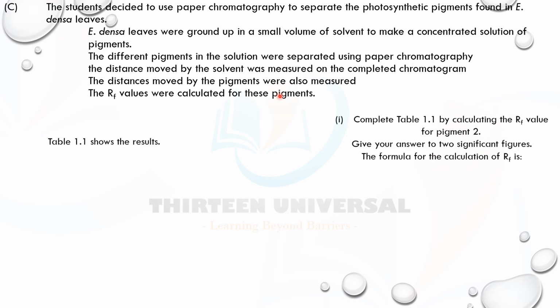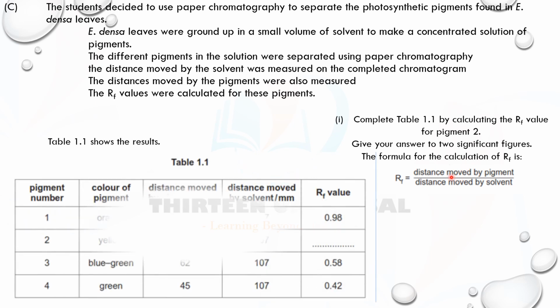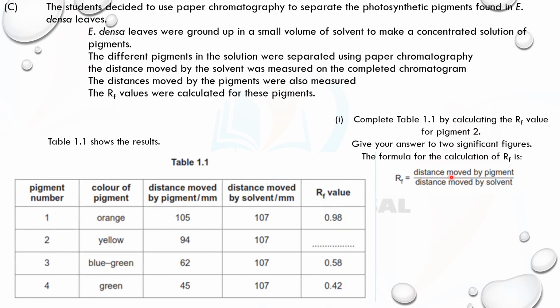Complete table 1.1 by calculating the Rf value for pigment 2. Give your answer to two significant figures. The formula for the calculation of Rf is there. So let's get it sorted. I want you to pause the video and try to do the calculation. Please try this out. Pause the video and try it out.